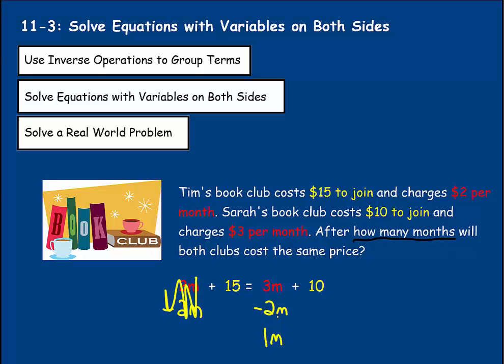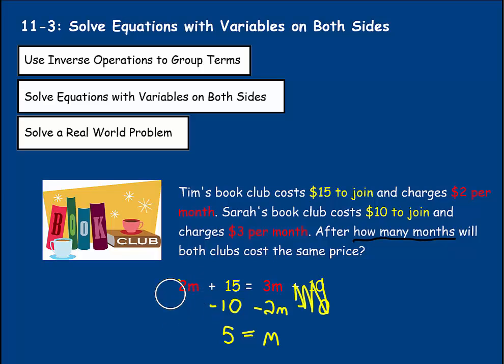Then we can get the 1m by itself by getting rid of this 10 over here. Positive 10 plus negative 10 would turn into 0. Do the same thing on the left side of the equal sign. 15 minus 10 is 5. So the number of months, or just m, would equal 5. So after 5 months, they would be exactly the same.